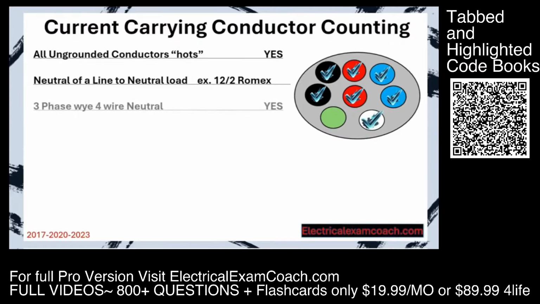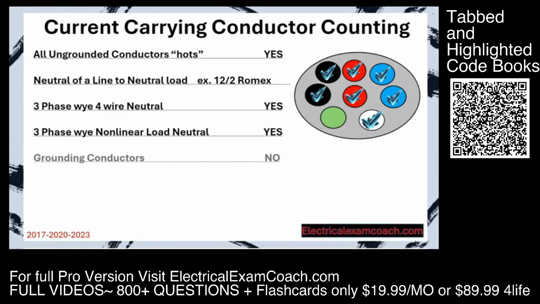Same thing with a 3-phase 4-wire neutral. We're not going to be dinking around trying to calculate the unbalanced load. We're just going to count it as a current carrying conductor. Then the 3-phase nonlinear neutral load. Nonlinear loads come from large fluorescent lighting or from large computer data centers. You're going to count its neutral as well. Grounding conductors, no, they do not count. And that's one of the easiest ones. You don't have to count those as a current carrying conductor.